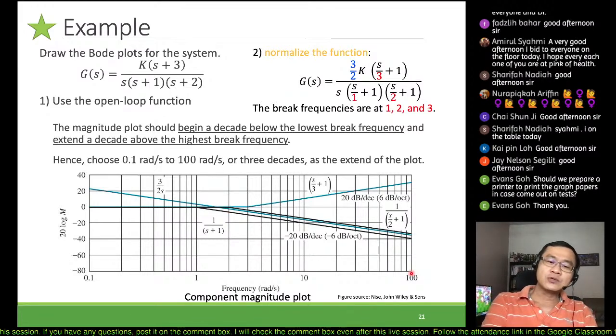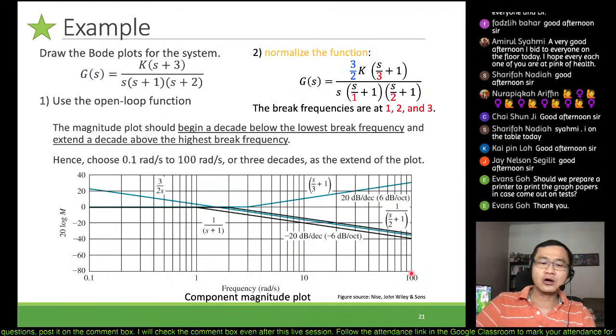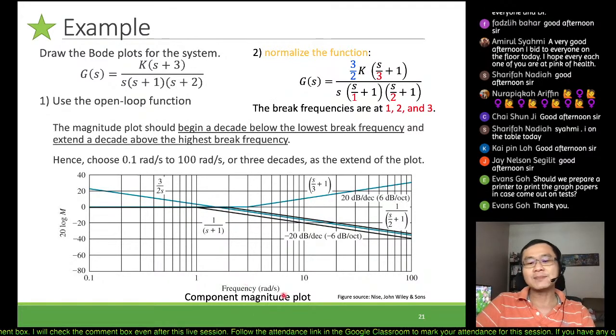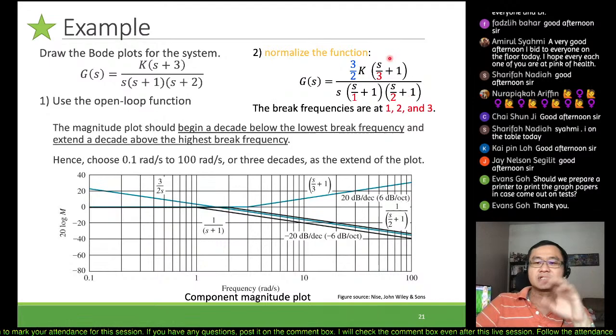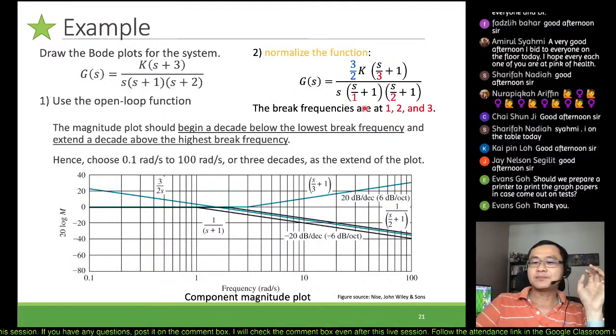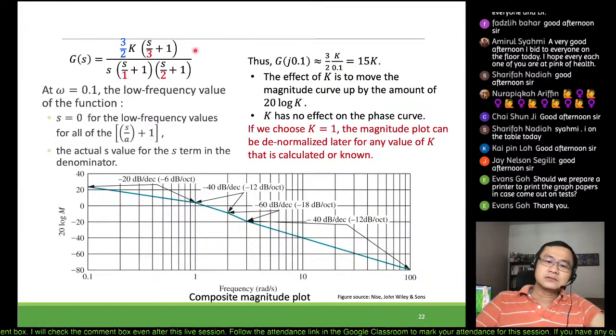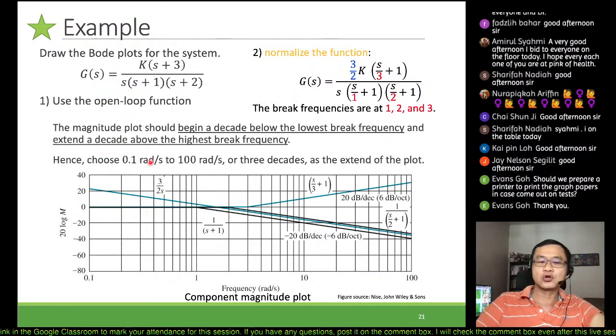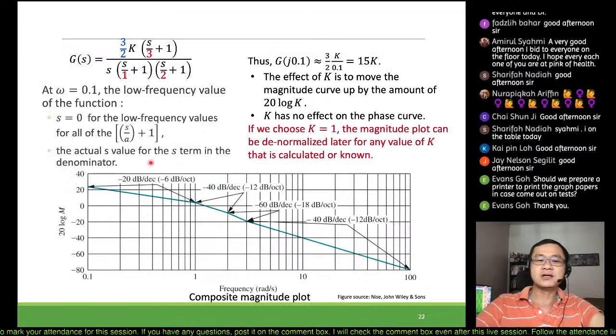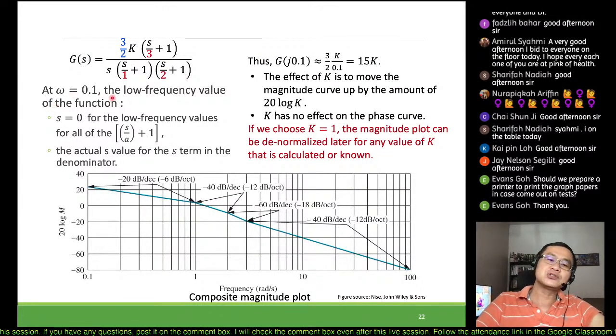Now what we have seen in this diagram itself, we call this a component magnitude plot, which consists of various lines corresponding to every single one of these terms, or denominator parameters. So now what we need to do next is that we will start at omega equals 0.1. Since we already said we choose 0.1 to start, until the end, we start at omega equals 0.1.